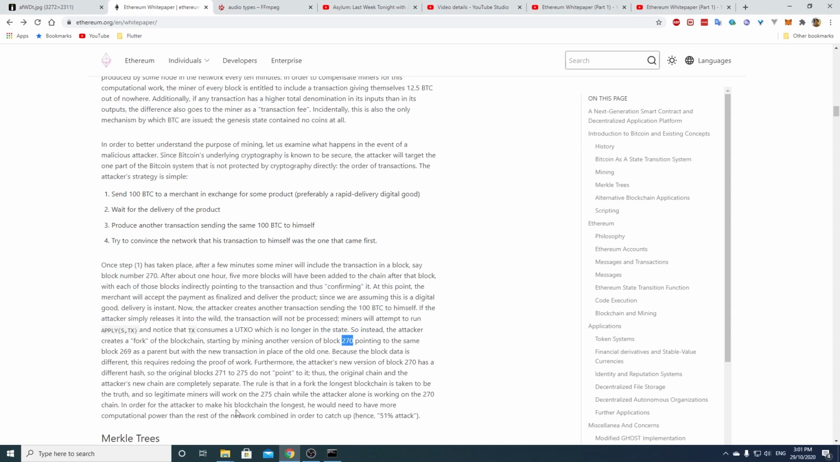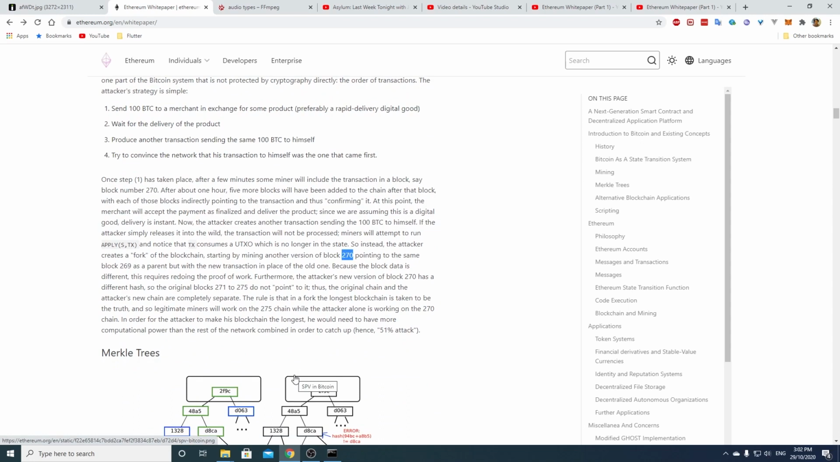In order for the attacker to make his blockchain the longest, he would need to have more computational power than the rest of the network combined in order to catch up. Right? So this is what we were saying. He's trying to make blocks, but his blocks have to produce the same proof of work as the other ones. So basically, he has to spend, on average, probabilistically speaking, as much power as the other guys, because the other guys also try as hard as they can to produce chains, right? So he has to overcome the other guys. He has to provide work that is equivalent to the other guys, and if he wants to pass them, he has to provide more.